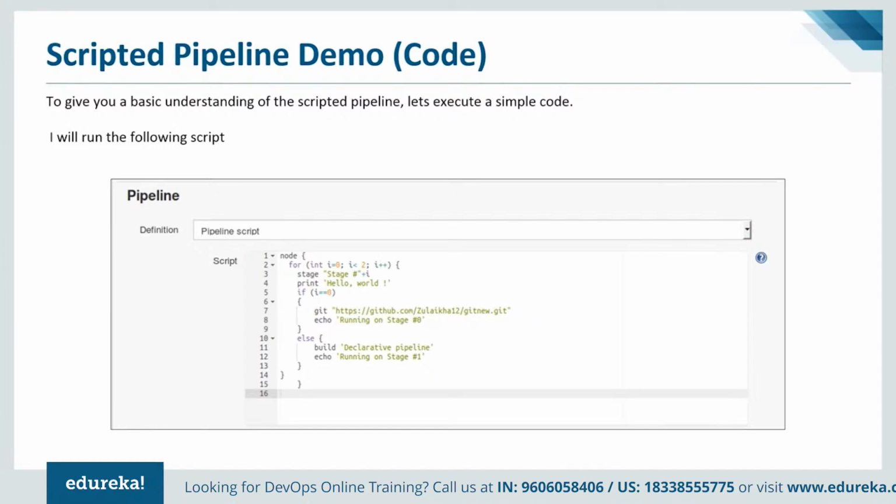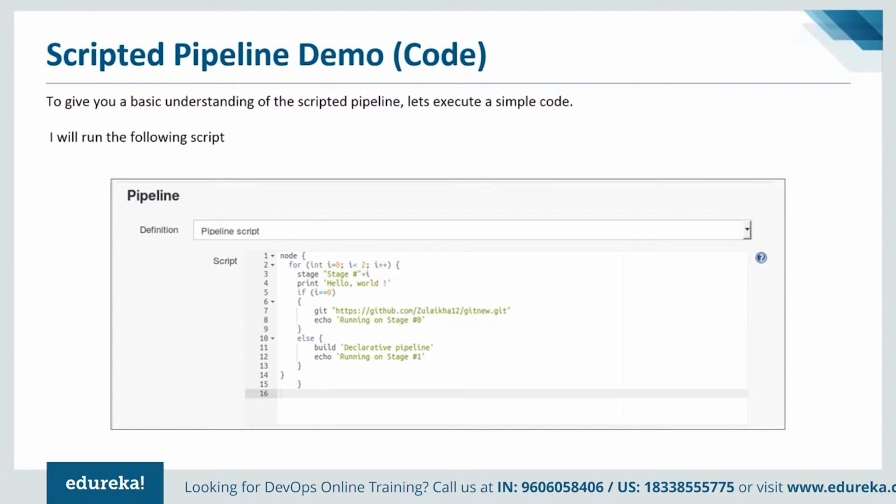After that, there's an if loop which is executed whenever I is equal to 0. This means that only stage number 1 will run the following two commands, which is the git command and the echo command. Now the git command will basically clone the repository that I've mentioned within the URL. Alright. Now after the git command is executed, the echo command gets executed. Now the echo command will simply display the message.